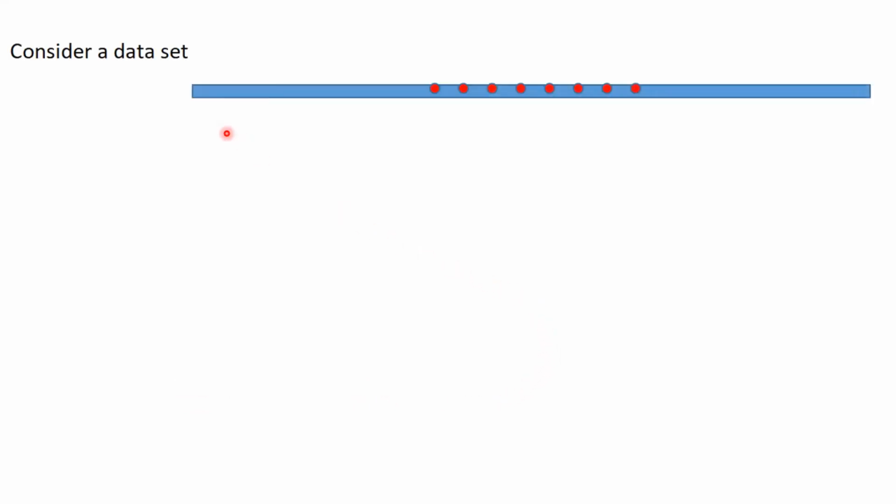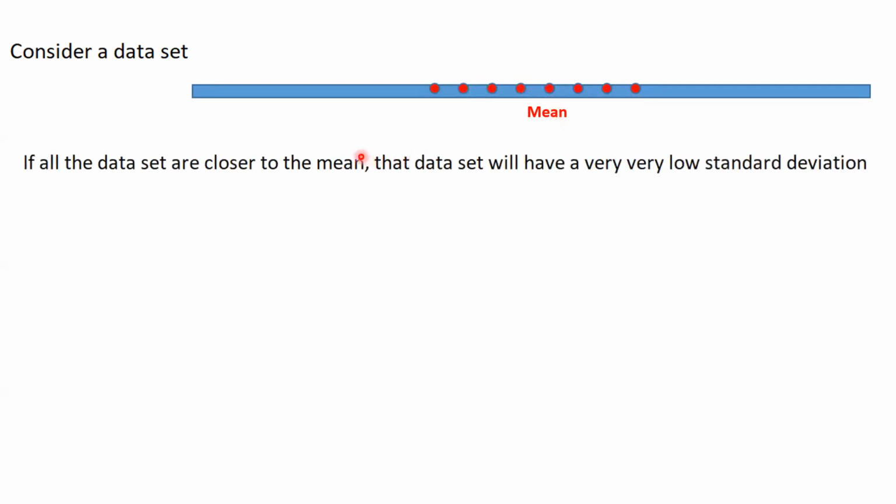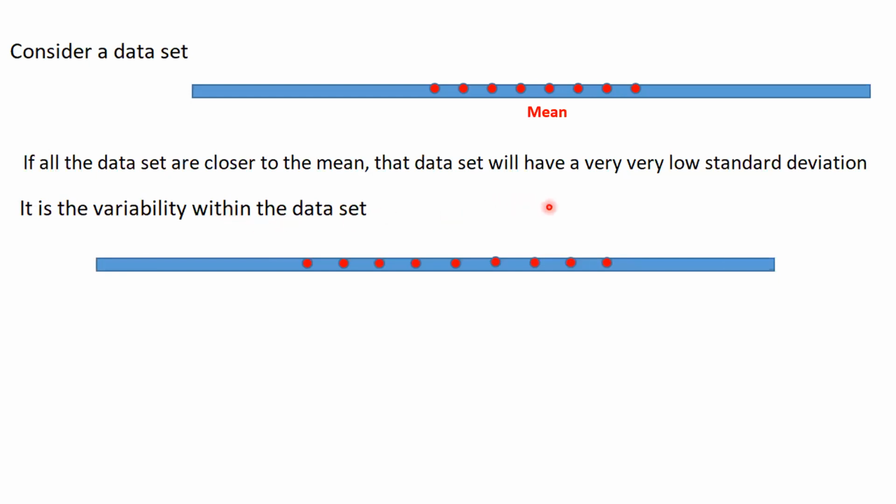You will see. Consider a data set with a mean here. The data set is closely clustered to the mean. If all the data points are closer to the mean, that data set will have a very, very low standard deviation. Therefore, this data set will have a low standard deviation. It is the variability within the data set. Variability within. This term you will see very many times when you're doing hypothesis testing and ANOVA testing.